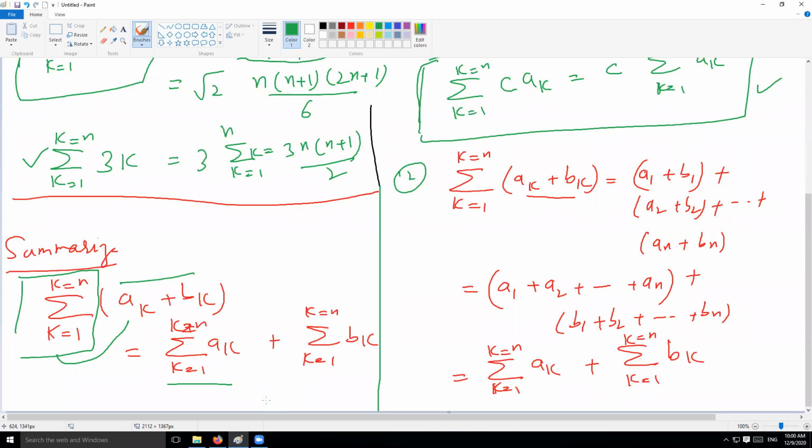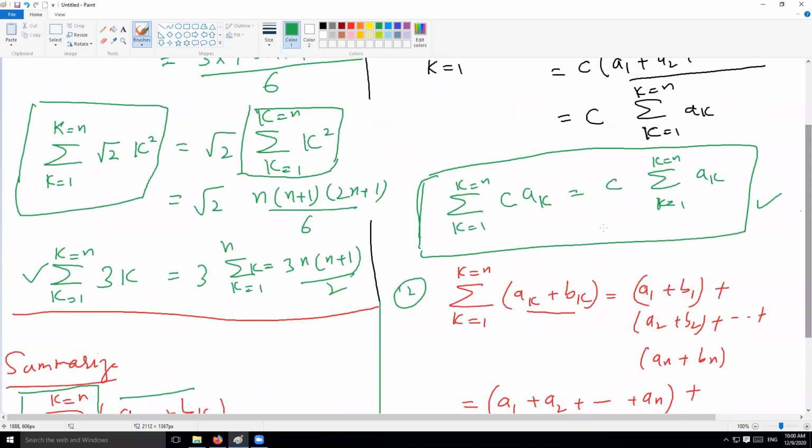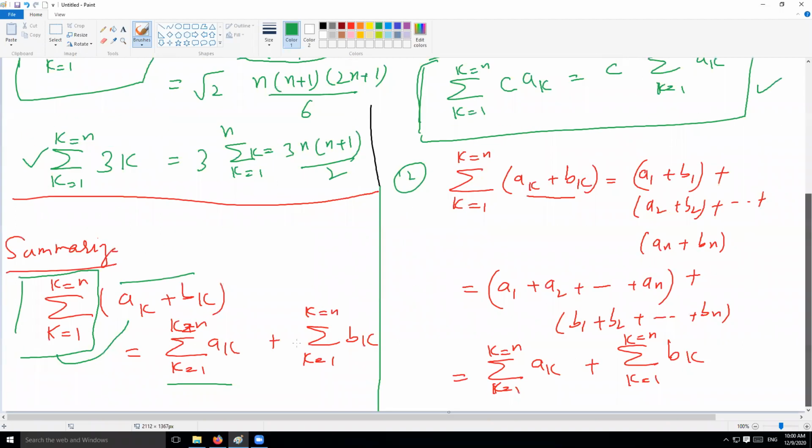So the first property that you have to keep in view is that if a constant is multiplied in a sum, you can pull it out of the sum. And the second important property is that if you have a sum of two terms, this is the same as applying the sigma notation, or the sum, to both terms separately. Once you keep these two properties in your head, have you understood this second property? So have you got this second property?